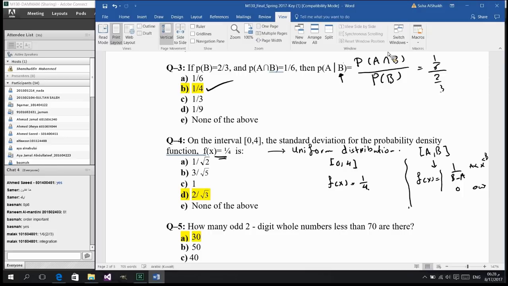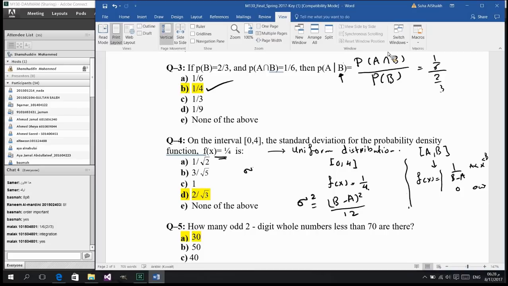It's clear that it's a uniform distribution. They are asking me to find the standard deviation. If you remember the variance, not the standard deviation, the rule is (b minus a) squared over 12. Do you remember? The rule of the variance is (b minus a) squared over 12.